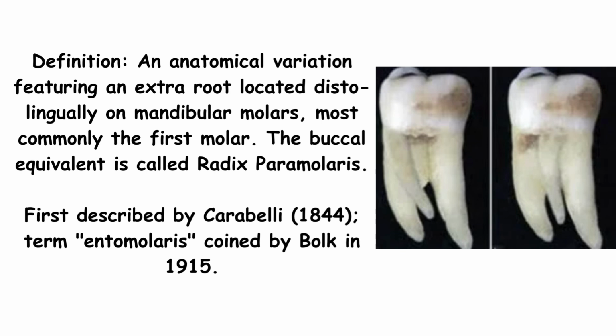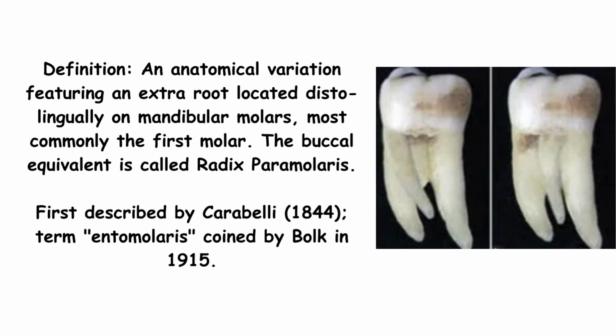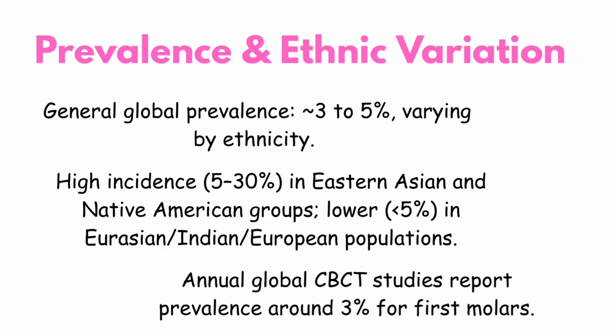Definition: an anatomical variation featuring an extra root located distolingually on mandibular molars, most commonly the first molar. The buccal equivalent is called Radix perimolaris. First described by Carabelli, 1844, the term entomolaris was coined by Bolk in 1915.